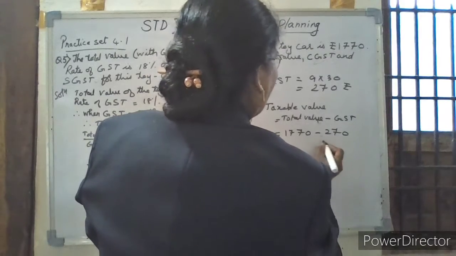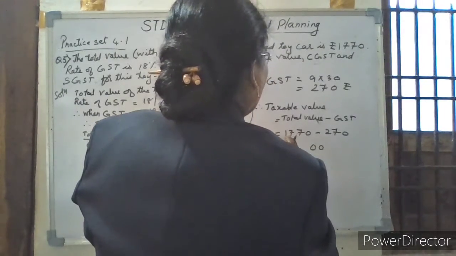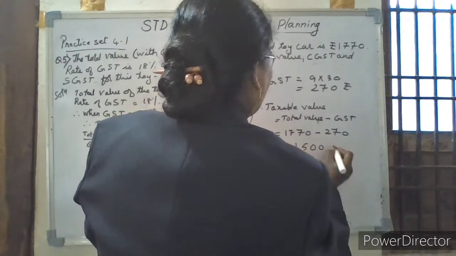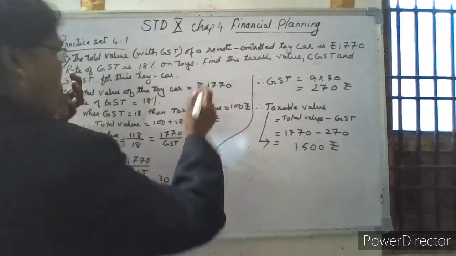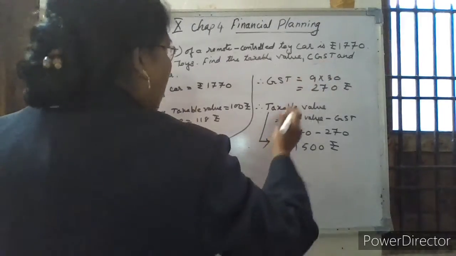So that is equal to 0. 7 minus 7 is 0. Then 7 minus 2 is 5. 1500 rupees. That is the taxable value we got.